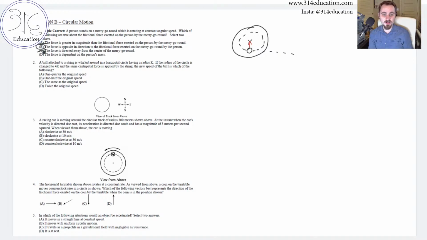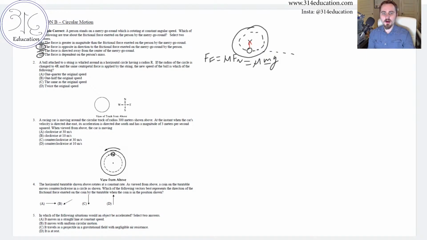So that means kind of by default D has to be true. But let's just have a look at it. The force is dependent on the person's mass. Yes, we expect that to be true because friction force is going to equal mu times Fn. And in this case, we would expect Fn to equal Fg, which would then give us mu times mg. Look at that. It depends on the mass. So D is also true.